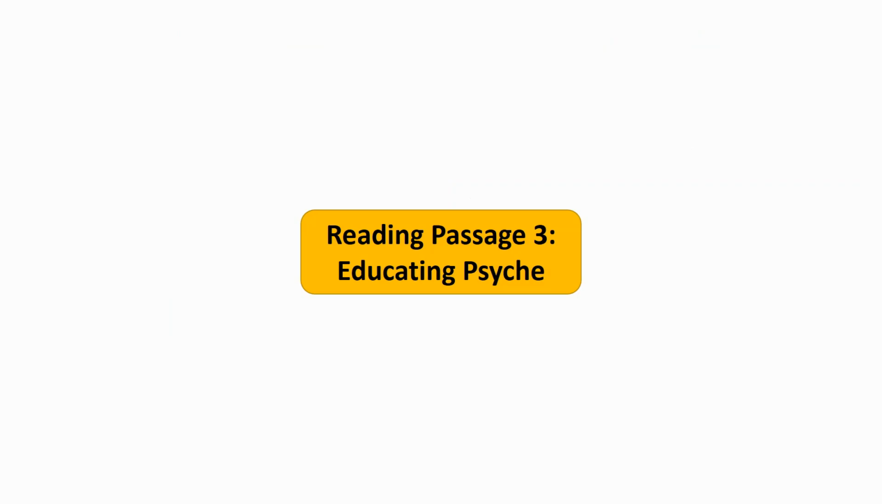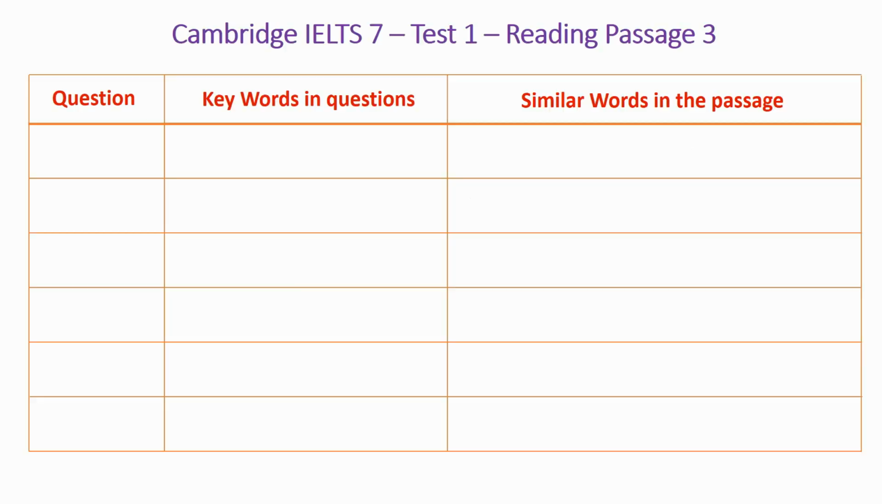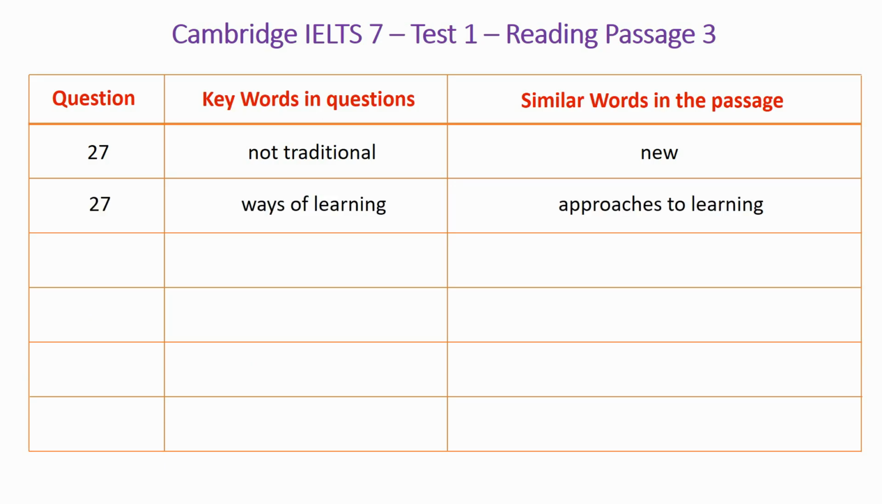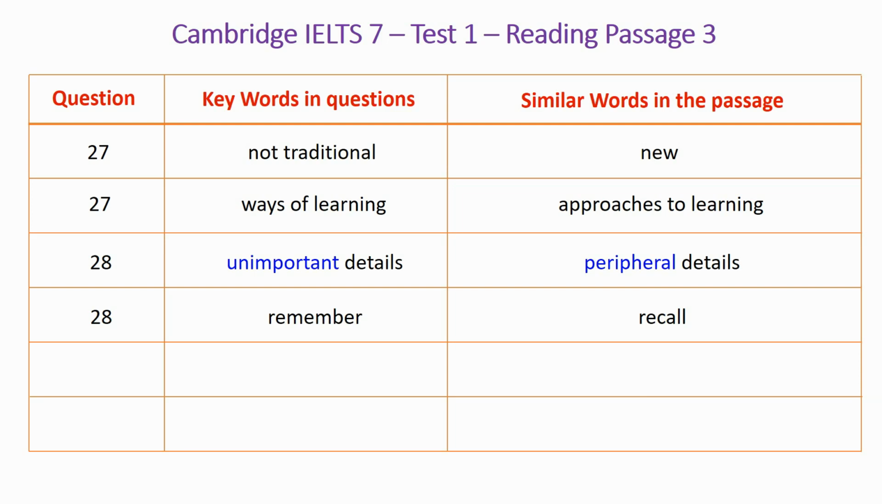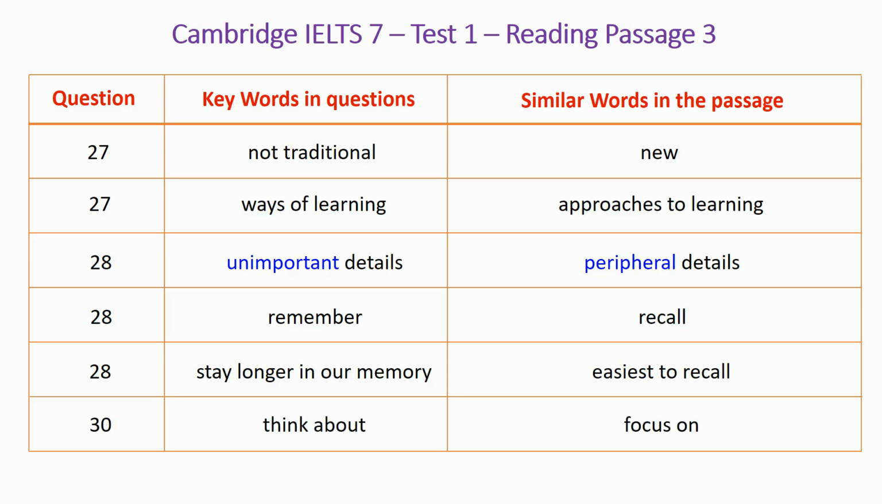Reading passage 3, educating psyche. Not traditional, new. Ways of learning, approaches to learning. Unimportant details, peripheral details. Remember, recall. Stay longer in our memory, easiest to recall. Think about, focus on.